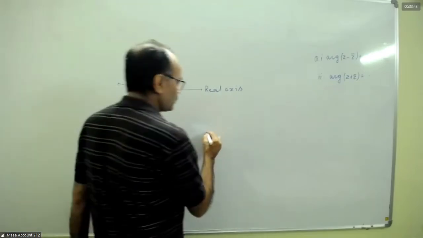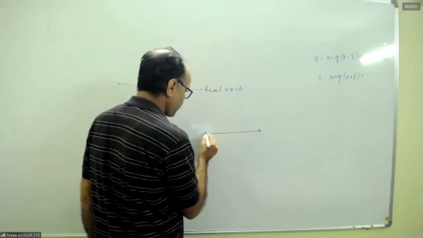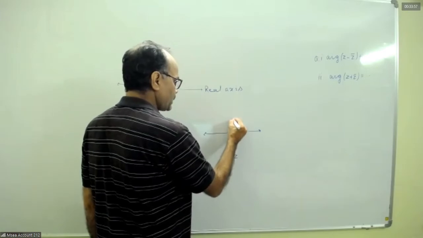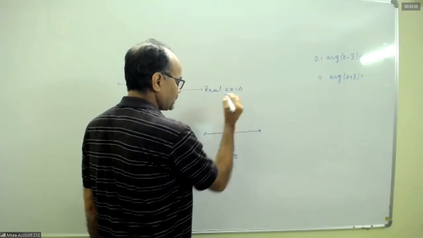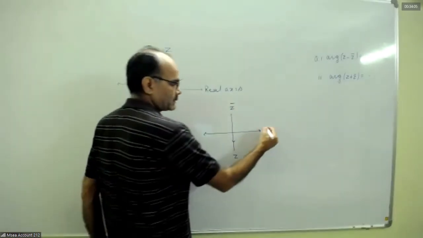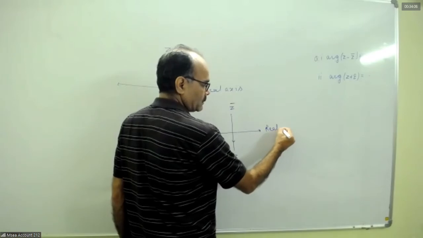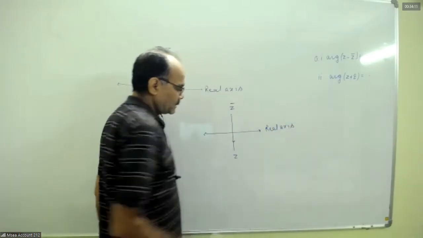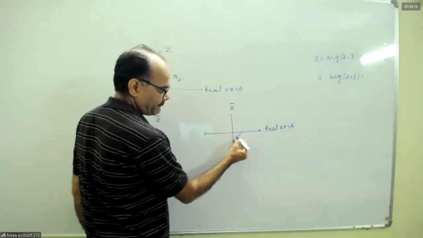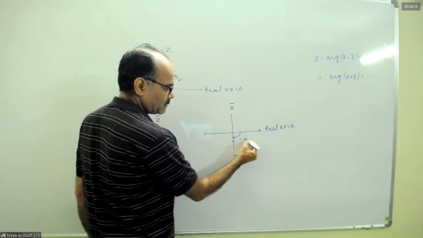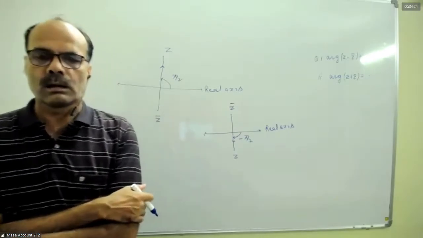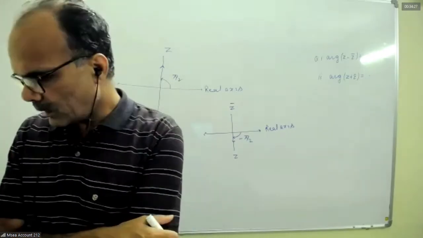Now, case 2: if Z is below the x-axis, then Z conjugate will be above the x-axis. In this case, Z minus Z conjugate is this vector, along the real axis reference, and this vector makes an angle of how much? In the clockwise sense, minus pi by 2. Isn't it? Yes.